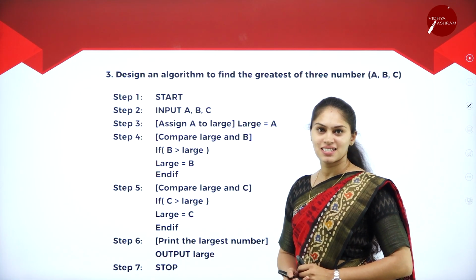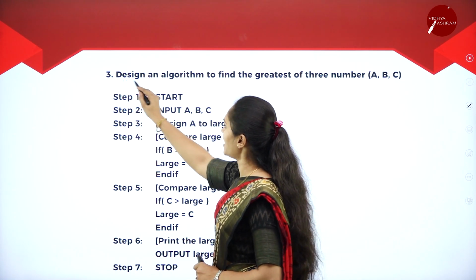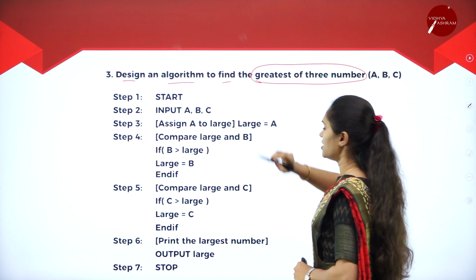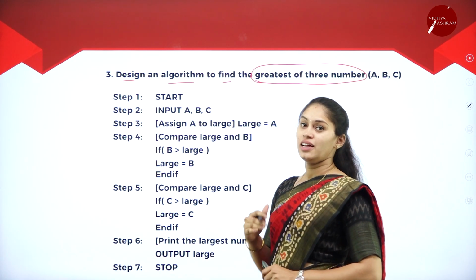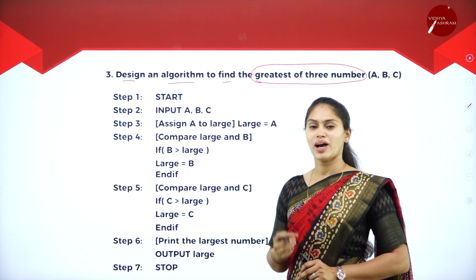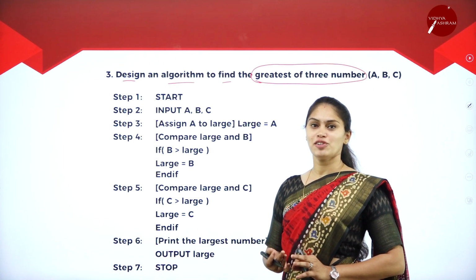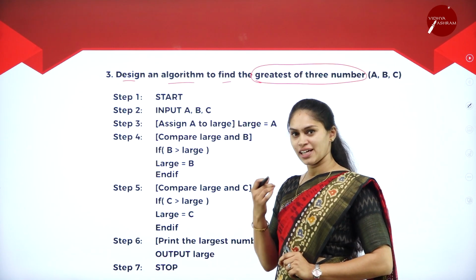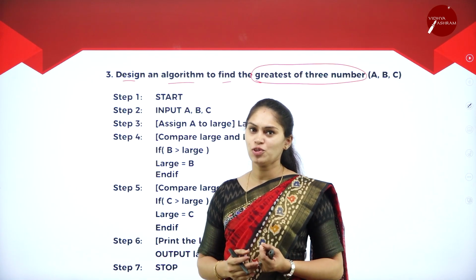So now we'll see the next algorithm, that is to design an algorithm to find the greatest of 3 numbers. Greatest in the sense what? Largest of three numbers. So I'm taking three numbers, and I'm going to find which is the largest. So what are we supposed to do? I have to take three numbers. I need to give some value to each.